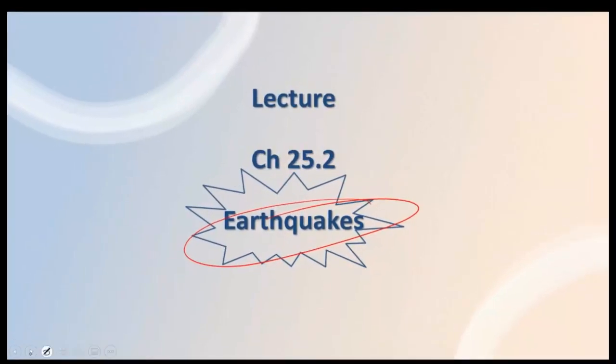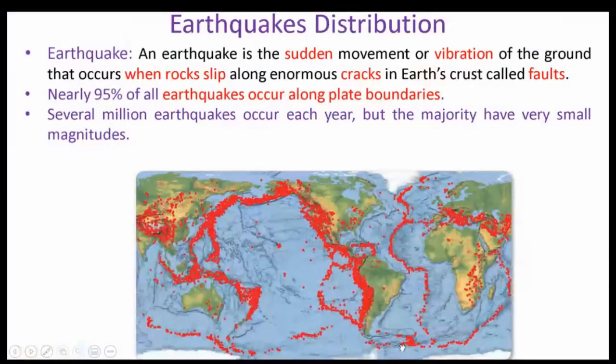So what's the meaning of an earthquake? The earthquake is a sudden movement, حركة مفاجئة, or vibration of the ground. So suddenly some people feel that the ground vibrates or the ground shakes.